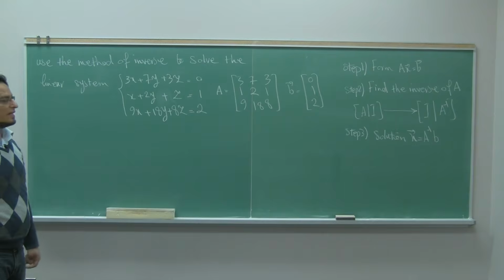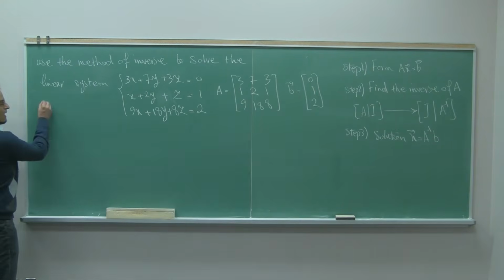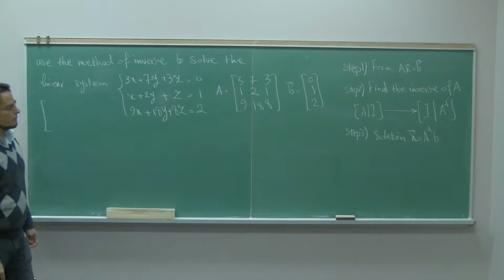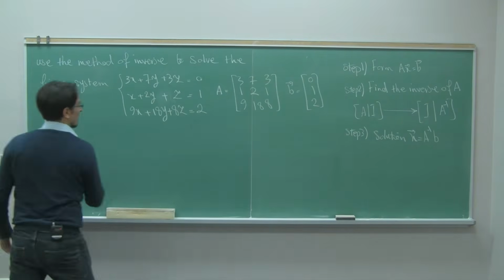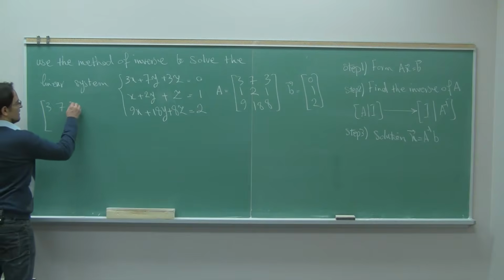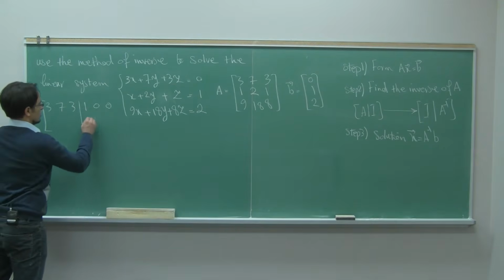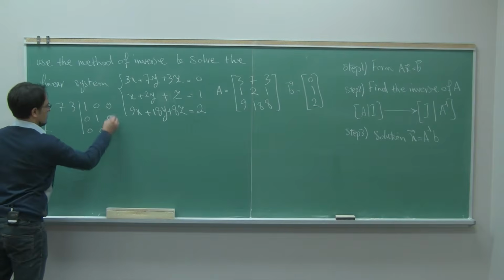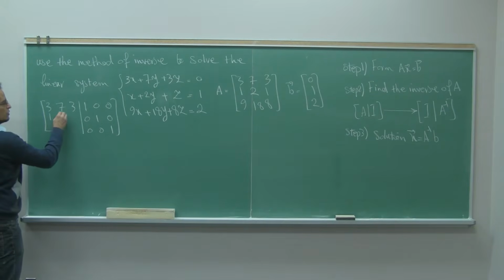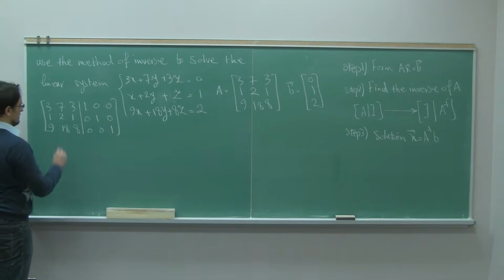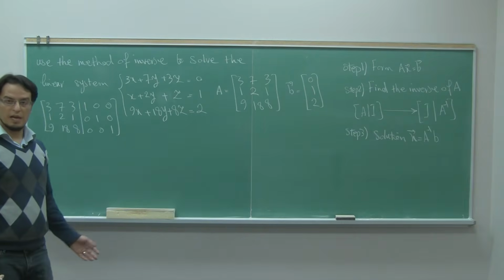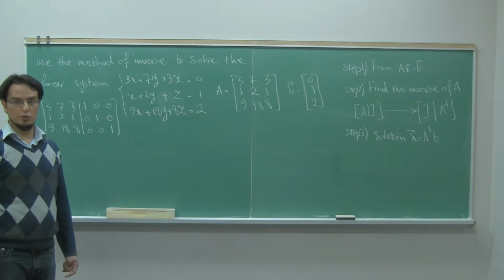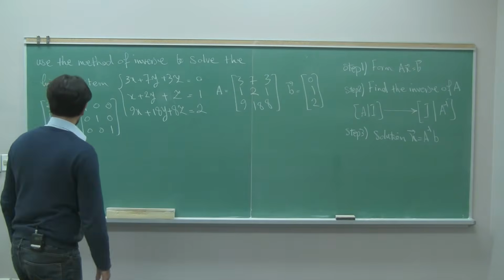Now I want to find the inverse of matrix A. And to do that, I have to start making this augmented matrix. So I have 3, 7, 3, 1, 0, 0, 0, 1, 0, 0, 0, 1. And then I have 1, 2, 1, and then 9, 18, 8. Well, I have this augmented matrix, and I want to transform it to row reduced echelon form.